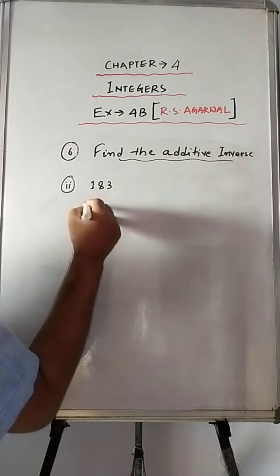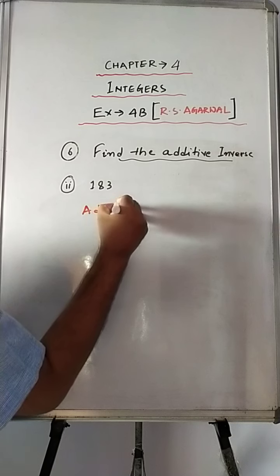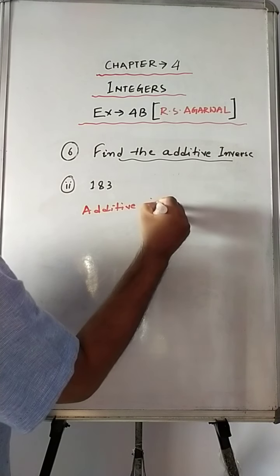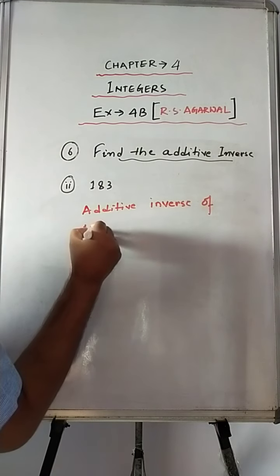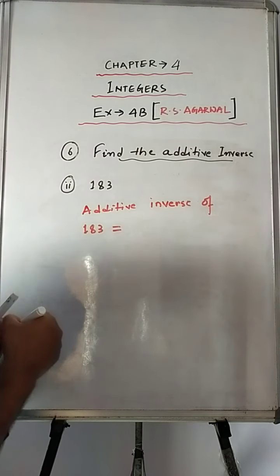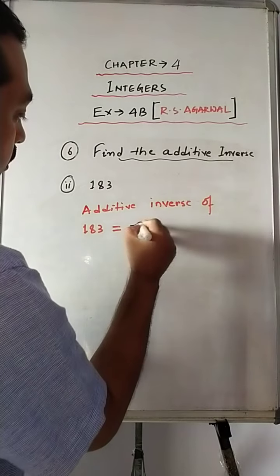So you will write additive inverse of 183 is minus 183.